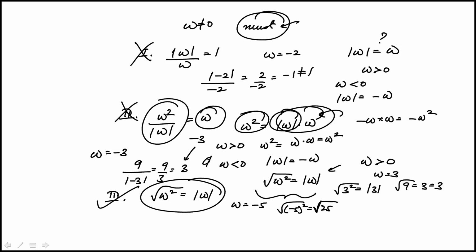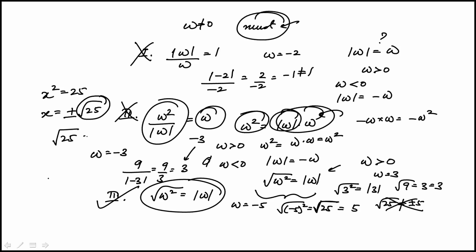Note the square root symbol: the square root of a number is always reserved for the positive number. It's not that the square root of 25 is plus or minus 5. No, that's not the case. If you see equations like x squared is 25, you can write x is plus or minus root 25. But that is always reserved. If you just see the symbol, that's always equal to just 5.